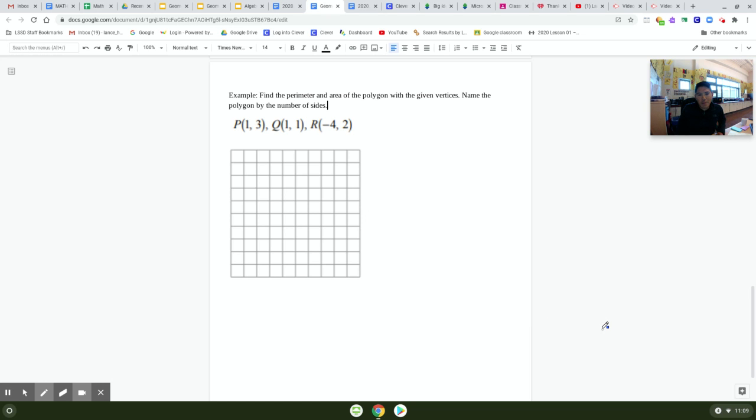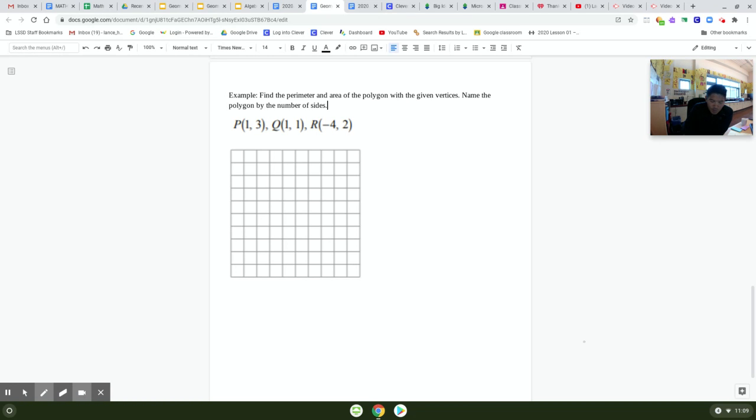Hey, this is 1.4 still, just an extra example to show how you can calculate the perimeter and area, specifically either using the distance formula or the Pythagorean theorem. So I'm given three vertices, P, Q, and R. You can probably tell ahead of time before I graph anything that the polygon is going to be a triangle.